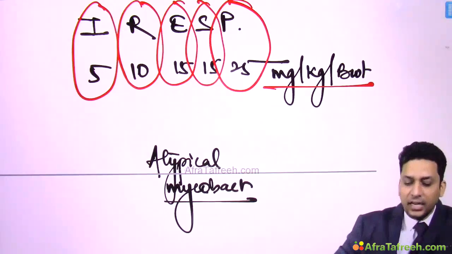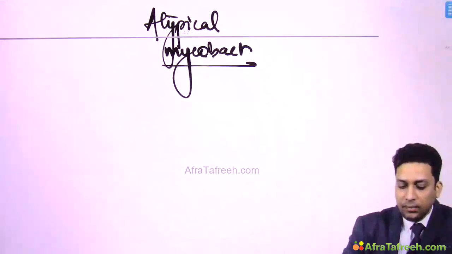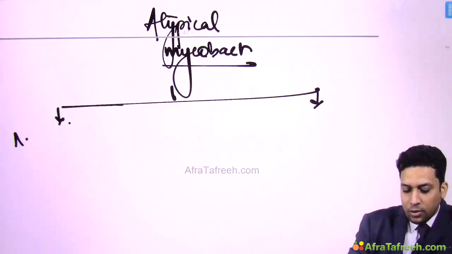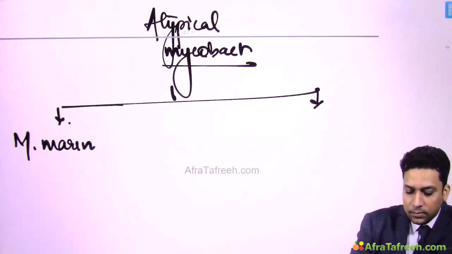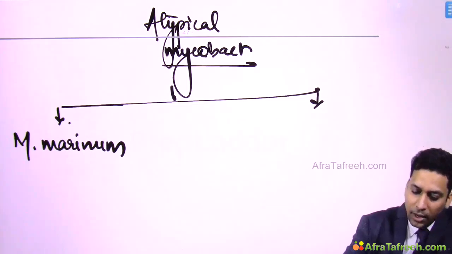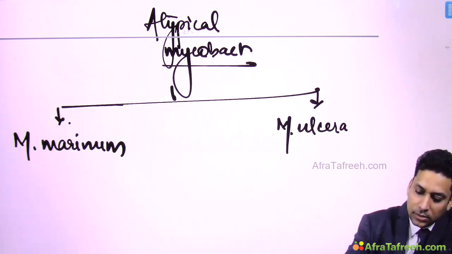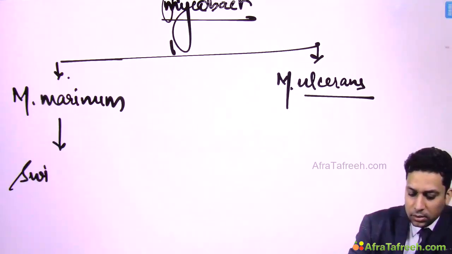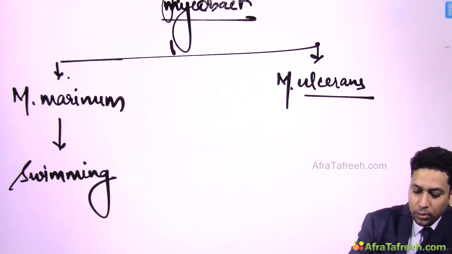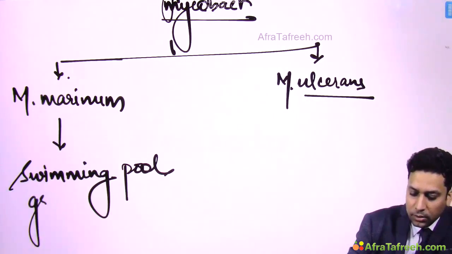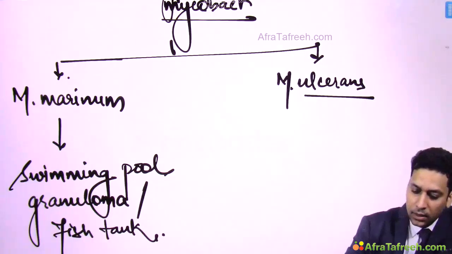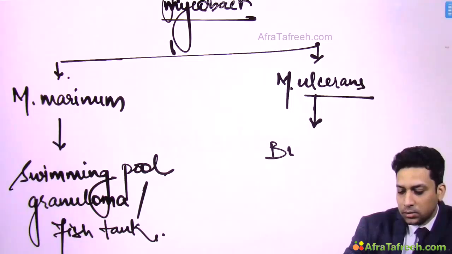Now remember, there are a few atypical mycobacteria. These are the two examples: Mycobacterium marinum and Mycobacterium ulcerans. Mycobacterium marinum is the one which causes swimming pool granuloma, also known as fish tank granuloma, while ulcerans is the one which causes Buruli ulcer.